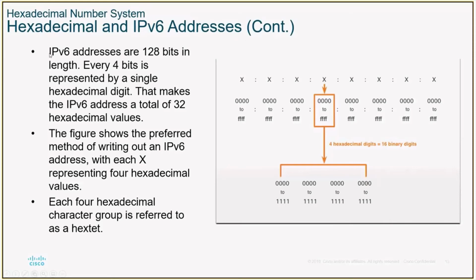IPv6 addresses are 128 bits in length. Every 4 bits is represented by a single hexadecimal character. That makes an IPv6 address a total of 32 hexadecimal characters. The figure shows the preferred method for writing out an IPv6 address, with X representing 4 hexadecimal values. Each 4 hexadecimal character group is referred to as a hextet, because there are 4 bits per character and 4 characters per separation, and 4 times 4 is 16 bits. That's why they call it a hextet.